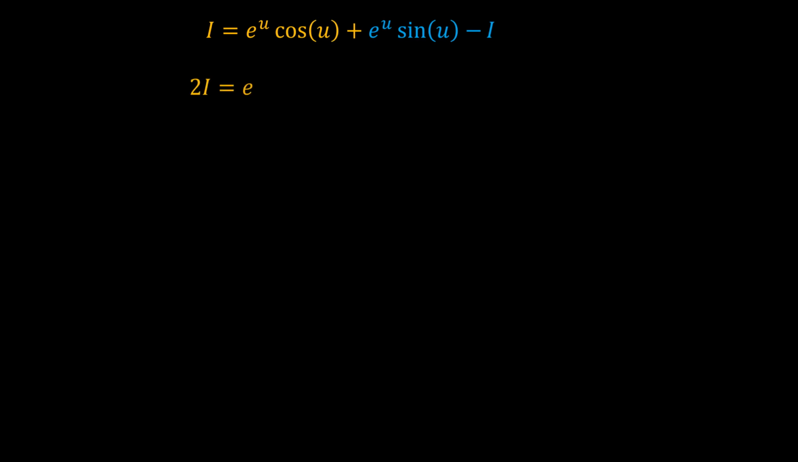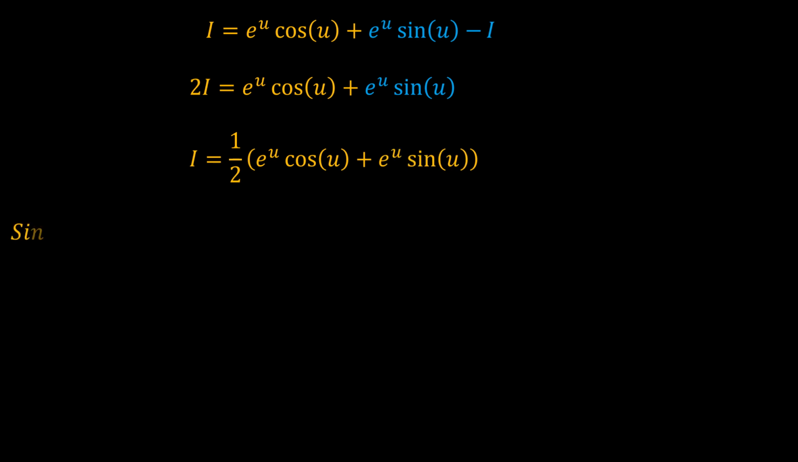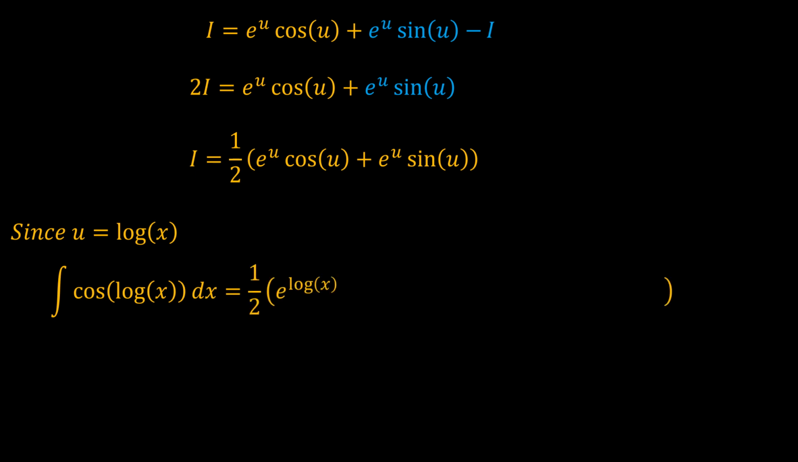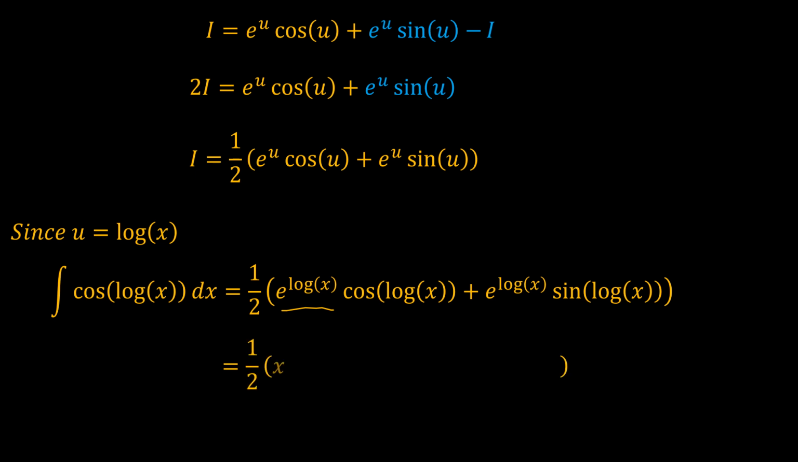So we have 2I being equal to e to the power u cosine u plus e to the power u times sine u. And obviously there's an integration constant there that we'll add later, so that I is half of what we have on the right hand side, right? And so since we know that u is equal to natural logarithm of x, we can plug natural logarithm of x where we see u. And we know e to the power of natural logarithm of a number is the same as that number. This here, e to the power natural logarithm of x, is the same as x. And so we'll simplify it.